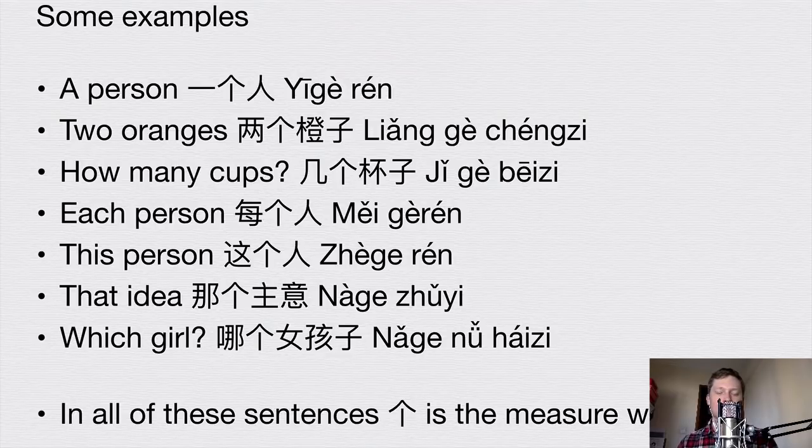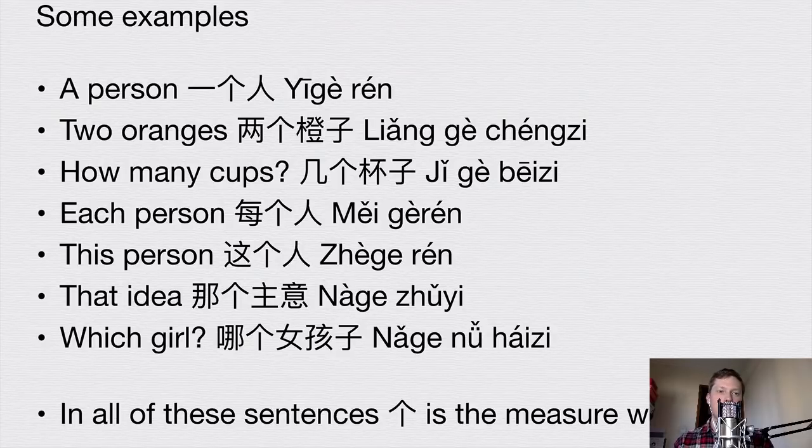So that is 那 and then the measure word and then idea. And which girl? 哪个女孩子. 哪 is which, and then 个 is the measure word here. 女孩子 means a girl. So you can see that in all of these sentences we have the measure word 个, which in simplified Chinese characters looks like an arrow. So you write the first two strokes on the top first and then the vertical line below that.